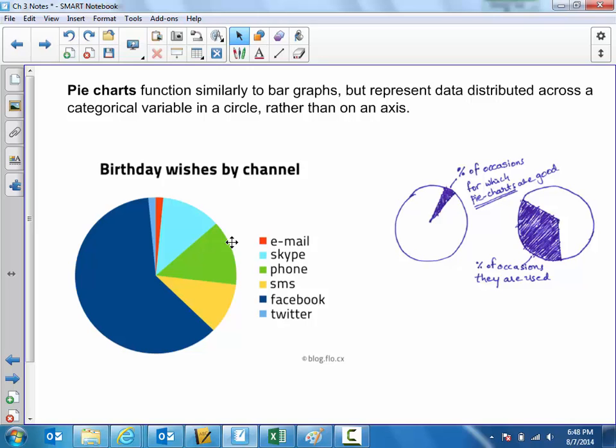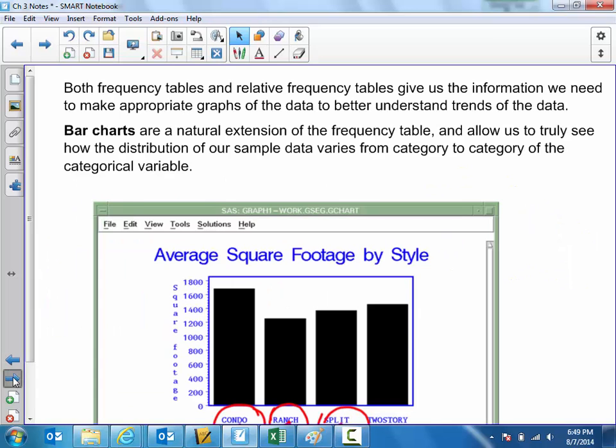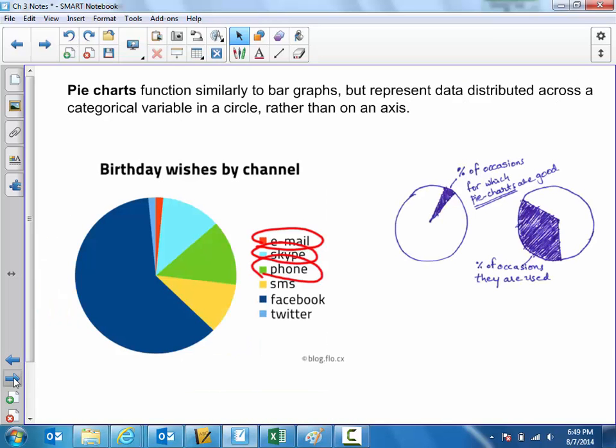So the pie chart's nice when you want to be able to see how the counts of these data values, of email, of Skype, of phone, SMS, I don't know what that stands for, Facebook and Twitter compare to each other. So a pie chart is a little bit like a relative frequency bar chart, and that, again, you can know how the data values compare. Let's see, was there something else I wanted to say on this real quick? Oh yeah, there is something else I want to say on this with the pie chart.